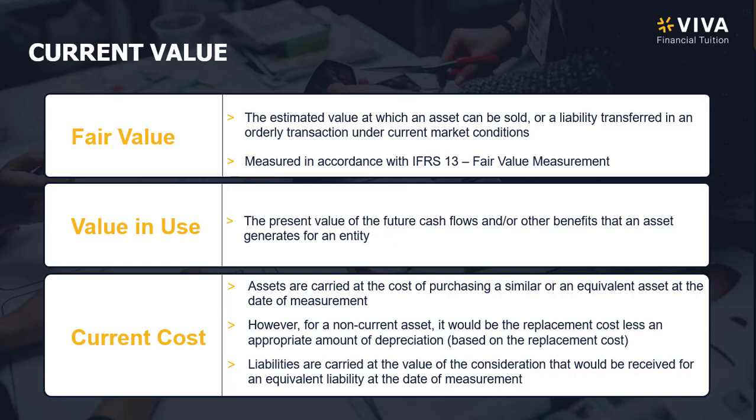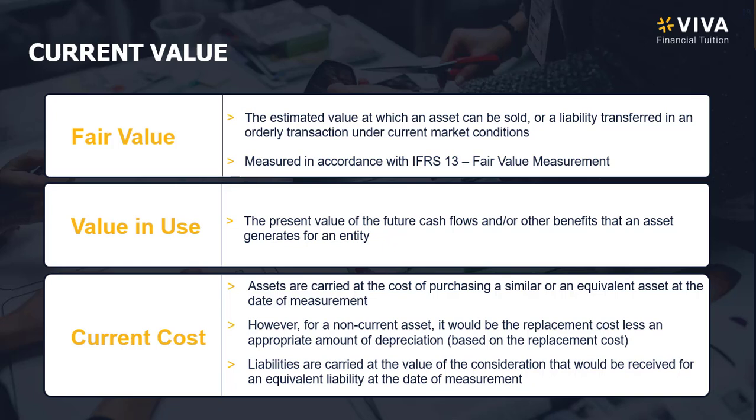Current cost. Assets are carried at a cost of what it would cost you to buy a similar equivalent asset now. For a non-current asset, that would be replacement cost. For a liability, that would be the value of the consideration that would be received for an equivalent liability at the date of measurement. Now, it might not be immediately apparent as to what the difference is between fair value and current cost, but I think the example, the actual question that we've got coming up in a minute or two's time will give you a good insight into what the difference is between the two.